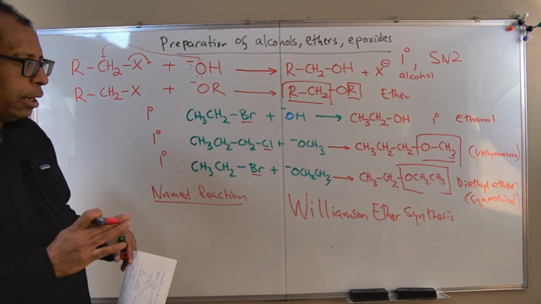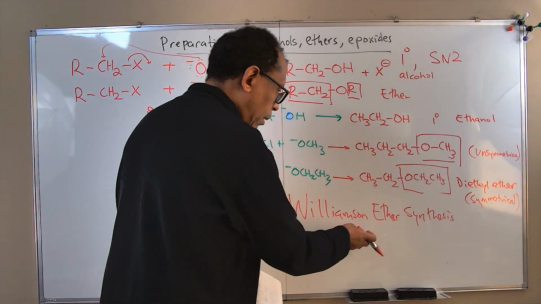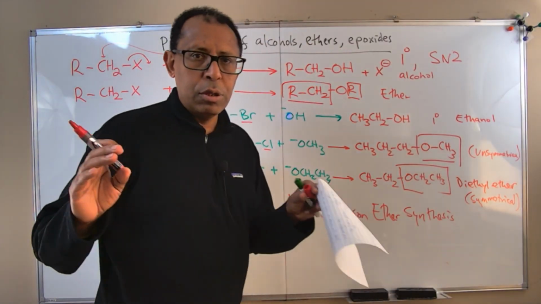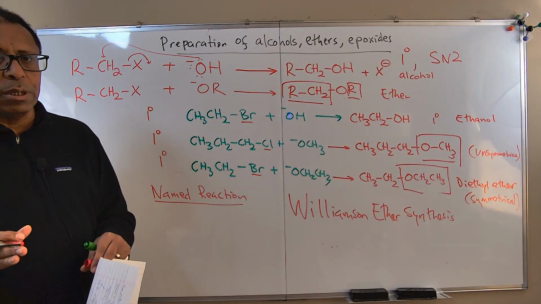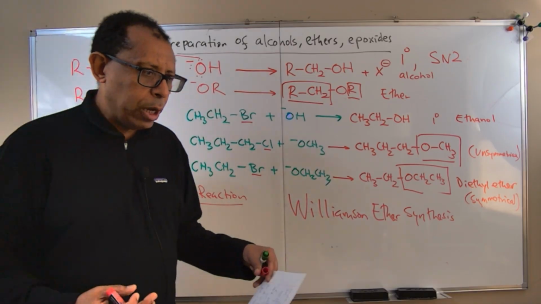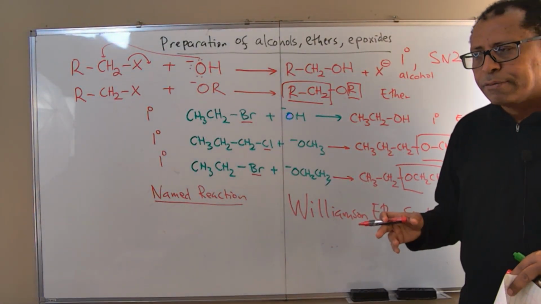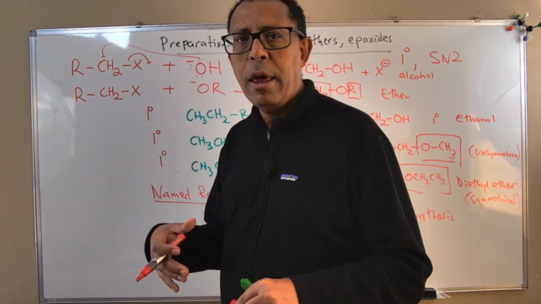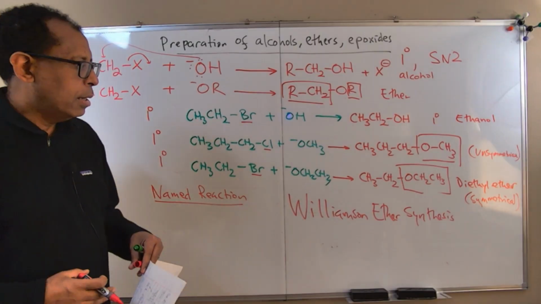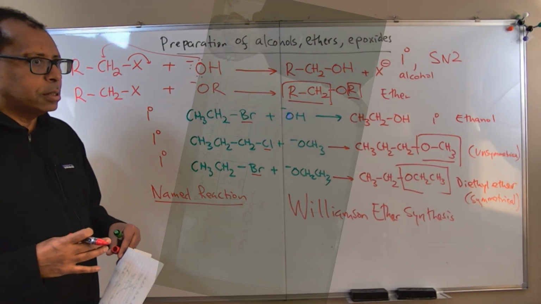So this is a named reaction for the ether. It is called Williamson Ether Synthesis. From now on, you need to remember what Williamson Ether Synthesis is. A Williamson Ether Synthesis is a reaction to make an ether from a primary alkyl halide by reacting it with a proper or appropriate alkoxide. So we'll continue more on synthesis.